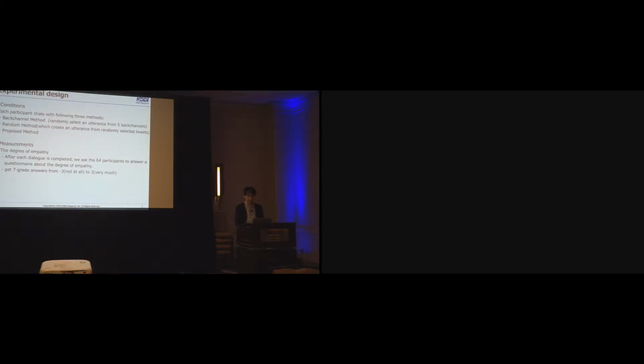And we compare 3 conditions. Each participant chats with the following 3 methods. First, the back-channel method, which randomly selects the system utterance from 5 back-channels such as OK or right. And second, the random method, which creates an utterance from a randomly selected tweet related to the news topic. Third is the proposed method.